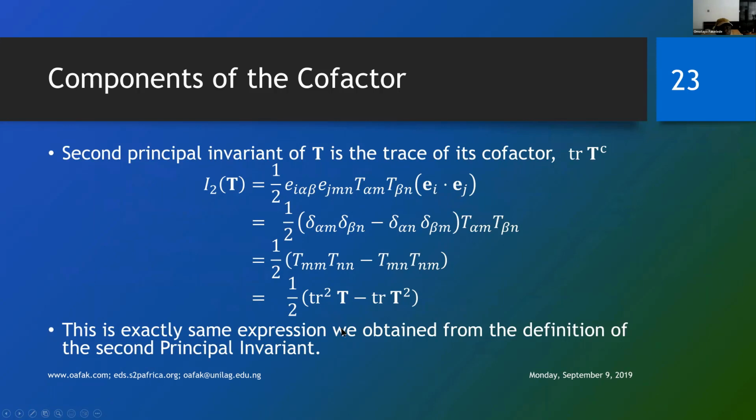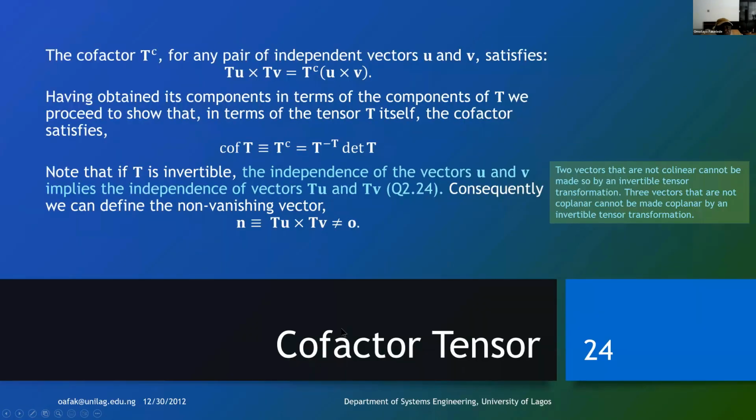So what do I have next? The next thing we are going to do is to show that the expression, the definition we gave last week, that the cofactor is T transpose inverse or inverse transpose determinant of T.